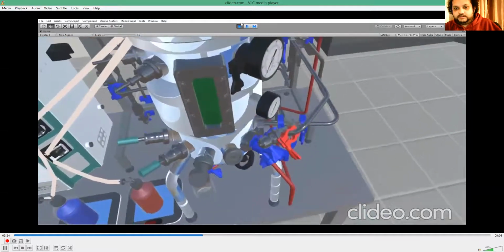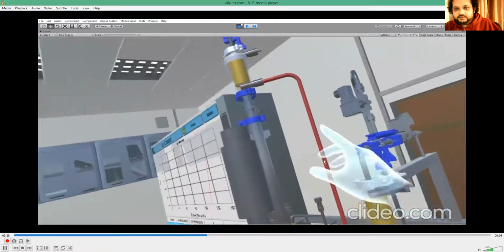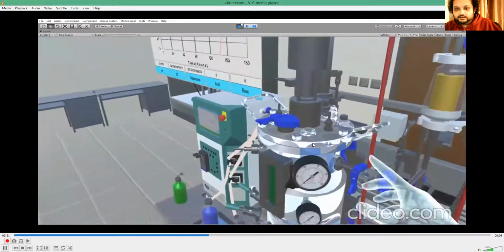During this period, let us walk around the virtual bioreactor. And yeah, this is the air filter and the other equipment.